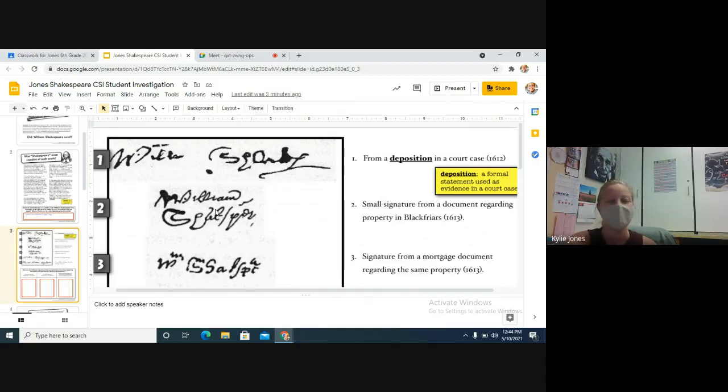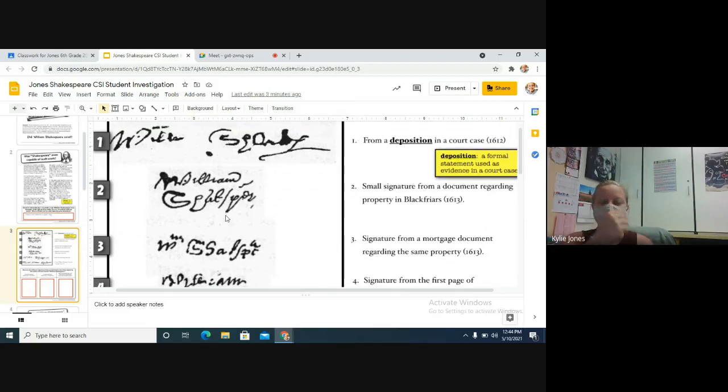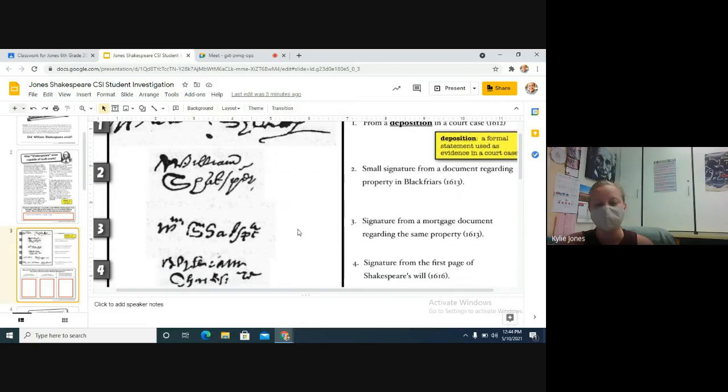Number 2 says this is a small signature from a document regarding property in Blackfriars. So he signed property. It's supposed to say William Shakespeare. Does it look anything like the first one? No. Number 3 is a signature from a mortgage document, so another piece of property. So they signed it about property. Does it look like any of the other ones? No.